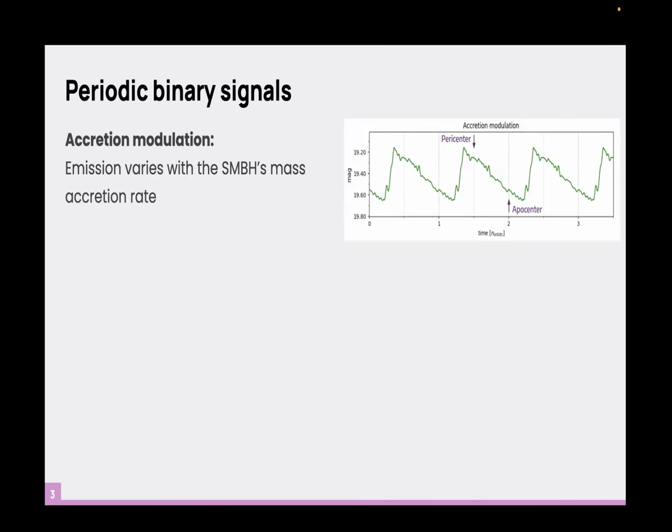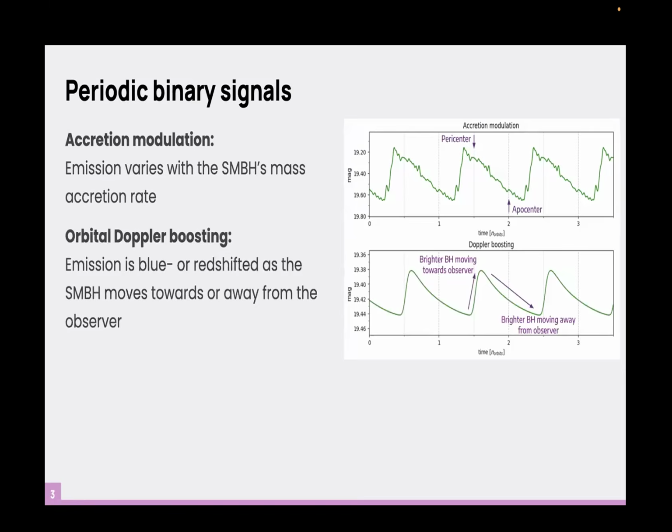So the first of the three signals we focus on for these simulations is the accretion modulation signal, which just comes from the black holes accreting faster or slower at different points in their orbits. So when they're at pericenter, they're going to be accreting faster and therefore getting brighter, and then when they're not, they're going to accrete slower and get dimmer. And then the next signal we look at is the Doppler boosting effect, which happens typically just for relatively edge-on binaries.